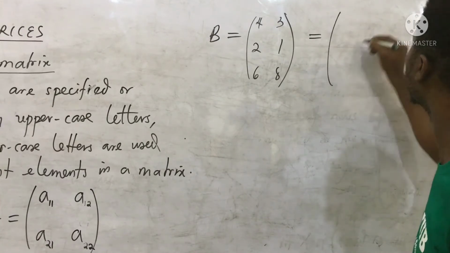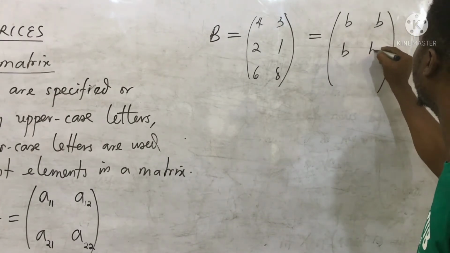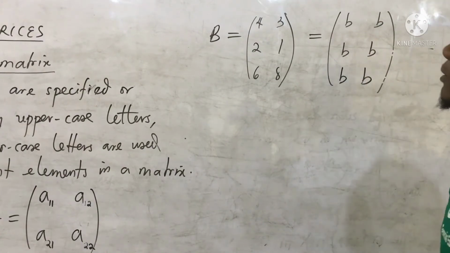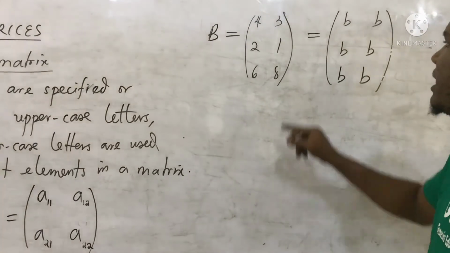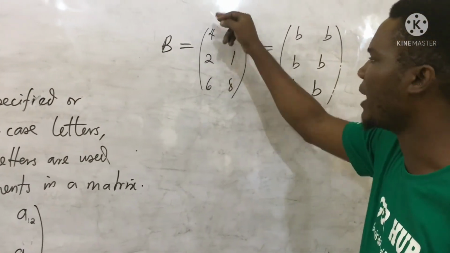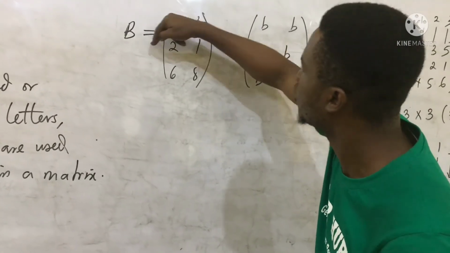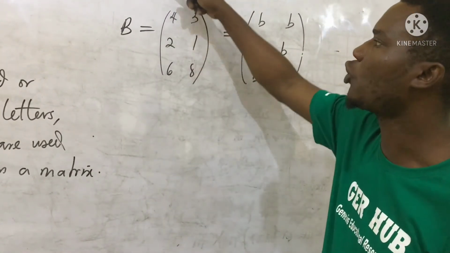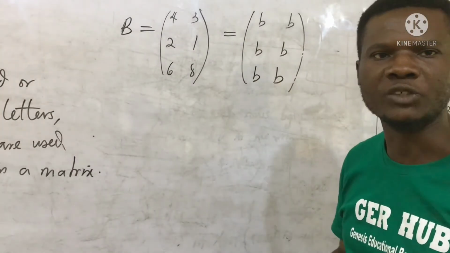This is synonymous to writing b, b, b, b, b, and b. Now take note, this matrix, by what we discussed on the order of a matrix, is clearly a 3 by 2 matrix, simply because it has 3 rows, 1, 2, and 3, but 2 columns, 1, 2. Okay, so this is a 3 by 2 matrix.